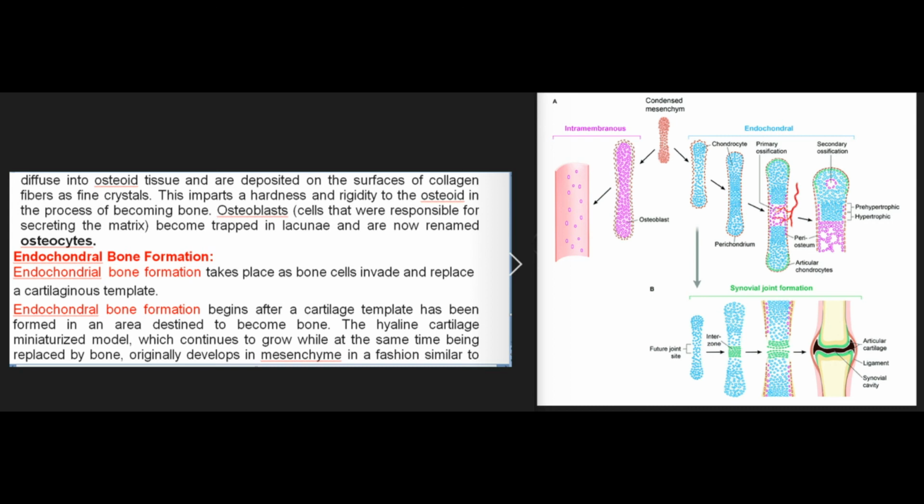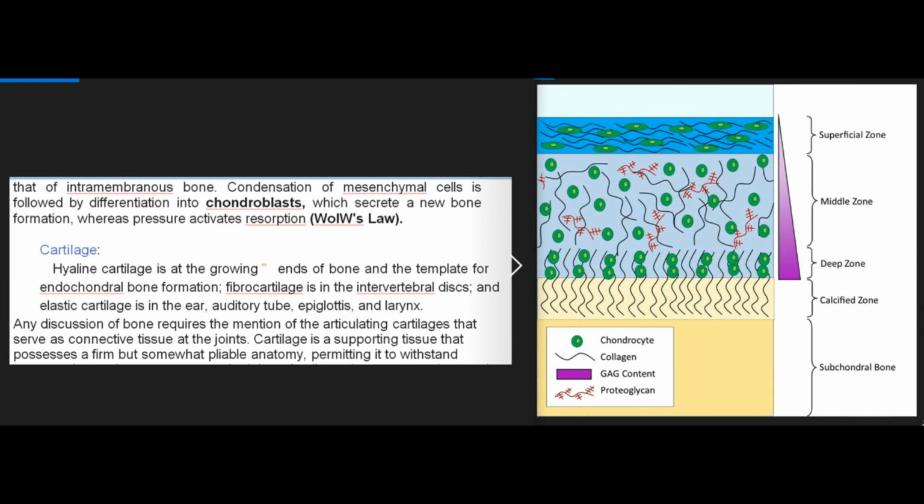Endochondral bone formation takes place as bone cells invade and replace a cartilaginous template. Endochondral bone formation begins after a cartilage template has been formed in an area destined to become bone. The hyaline cartilage miniaturized model, which continues to grow while at the same time being replaced by bone, originally develops in mesenchyme in a fashion similar to that of intramembranous bone.